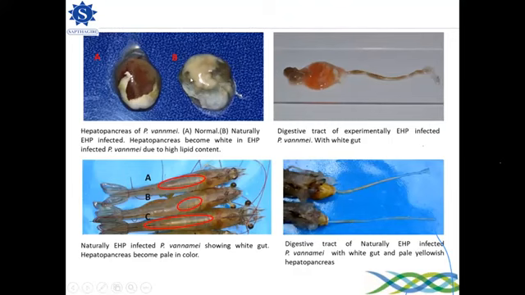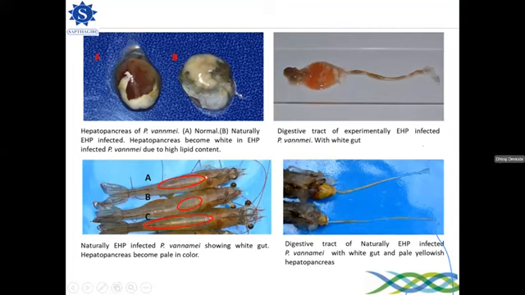Whereas in the EHP infected hepatopancreas, sometimes in this picture you see the epithelial cells, but inside the content, this is very important, the cell is getting fat deposition sloughed off, and the cells are also sloughing off from the hepatopancreas. This is naturally infected from a pond from Iskapalli, Andhra Pradesh.